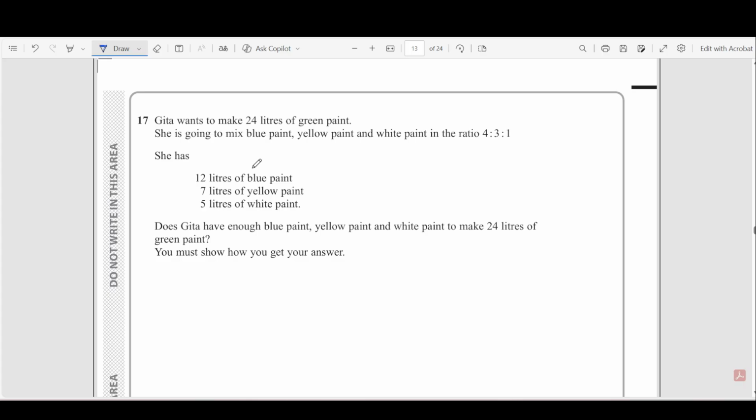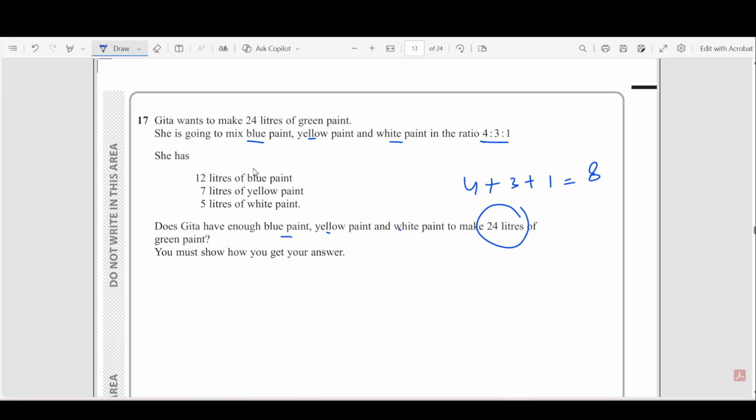It says Geeta wants to make 24 liters of green paint. So she's going to mix liters of different amounts, and their ratios are given. Does Geeta have enough blue, yellow and white paint to make 24 liters? So different ratios for blue, yellow and white are given. First we find the total: 4 plus 3 plus 1 equals 8. Now we determine the volume of each color needed for 24 liters of green paint.